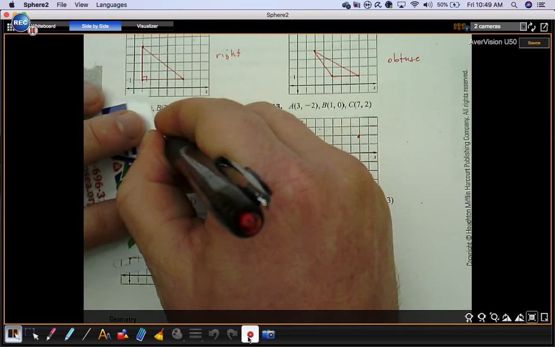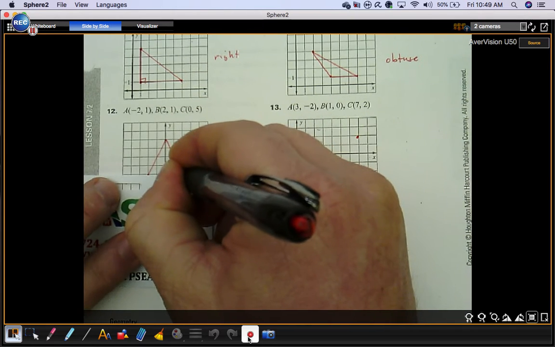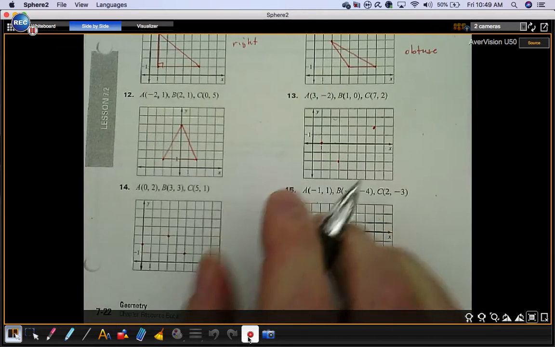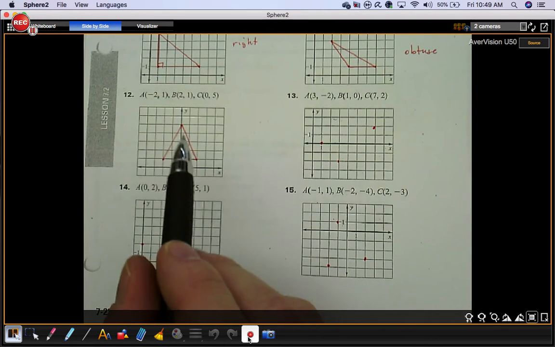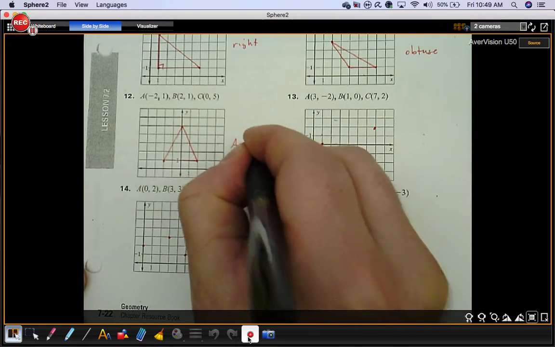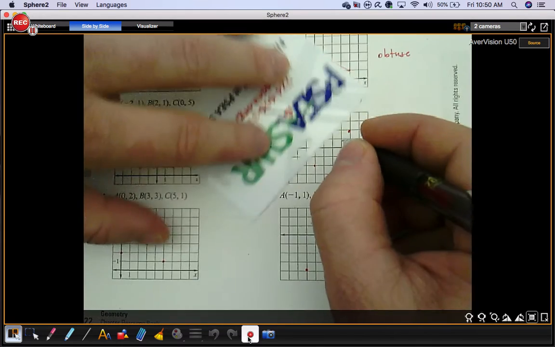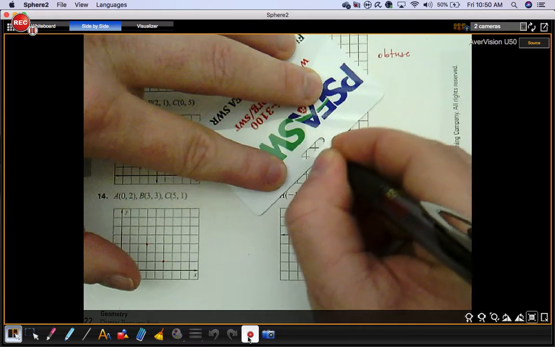So this is number 12. All 3 of these angles are acute. This is an acute triangle. Okay, now I have the rest of these plotted as well. So I'll just quickly connect those and we can talk about them.